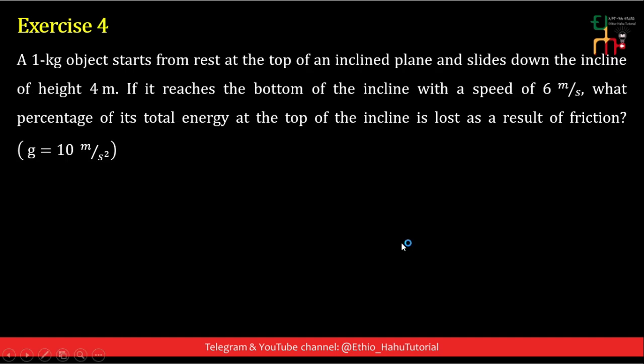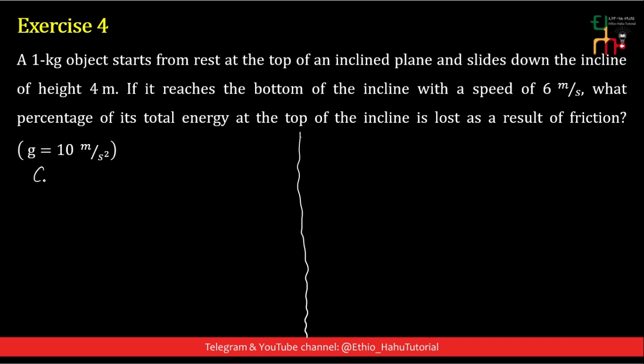The fourth exercise: a 1 kilogram object starts from rest at the top of an inclined plane down the incline of height 4 meter. If it reaches the bottom of the incline with a speed of 6 meters per second, what percentage of its total energy at the top of the incline is lost as a result of friction?